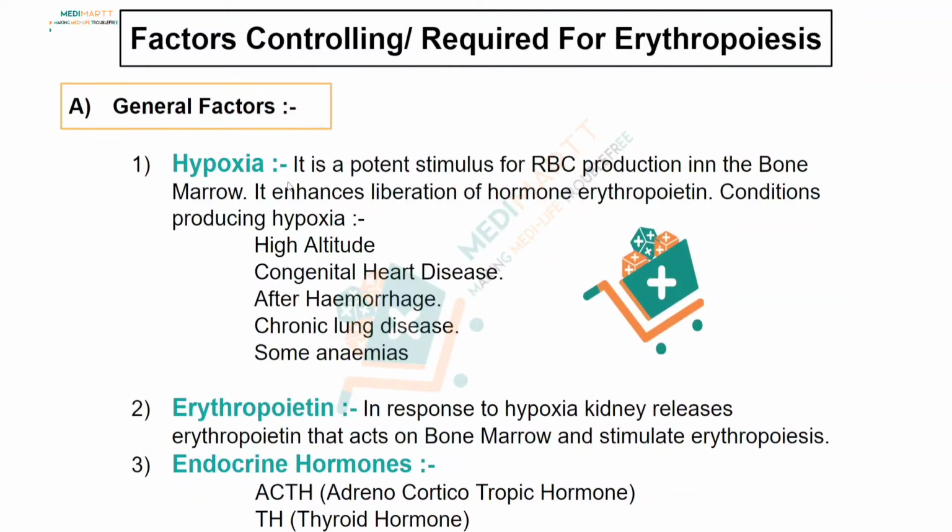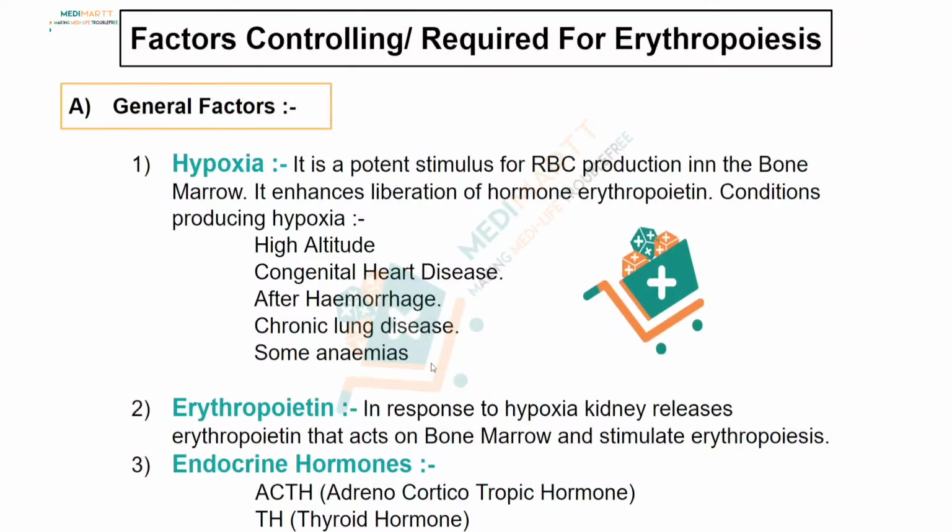So what is hypoxia? Hypoxia is basically a decrease in the oxygen level. It is a potent stimulus for red blood cell production in the bone marrow, and it enhances liberation of the hormone erythropoietin. Conditions producing hypoxia are high altitude, when we are standing on high places like mountains and we feel a decrease in oxygen. Then congenital heart disease, where we also feel hypoxia. Then after hemorrhage, chronic lung disease, and some anemias also. So that was about hypoxia.